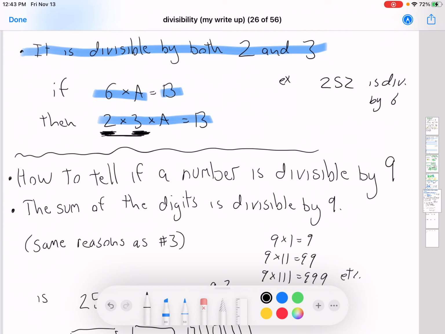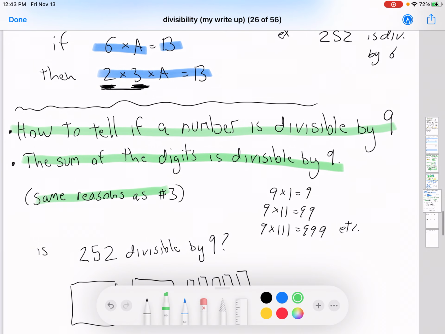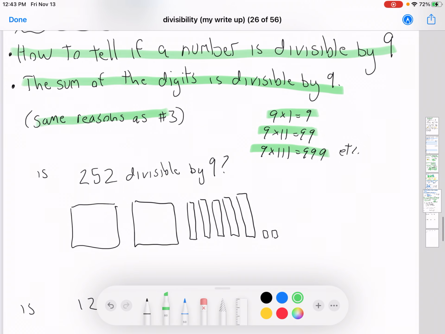All right. How do we tell if a number is divisible by 9? And this is the same rule and reasons as divisible by 3. If the sum of the digits is divisible by 9. And that's because 9 is divisible by 9, 99 is divisible by 9, 999 is divisible by 9. So I could say, is 252 divisible by 9? And so all I do is say, well, I know 99 is divisible by 9, so for each 100, I have 1 left over. For each 10, I have 1 left over. And then I've got my singles, right?